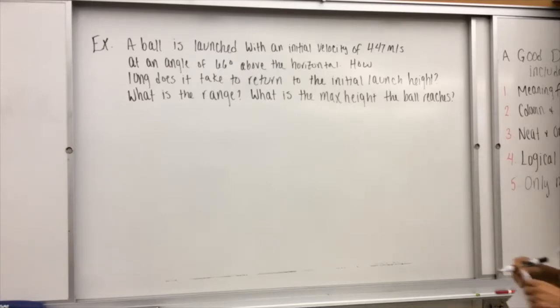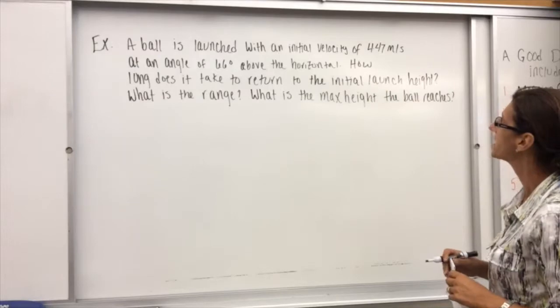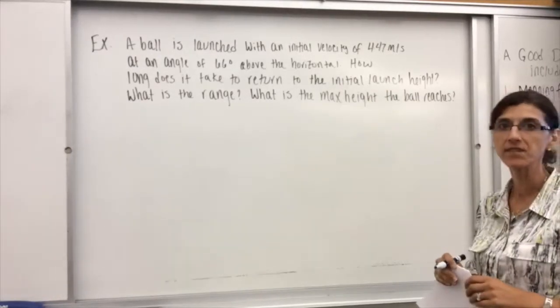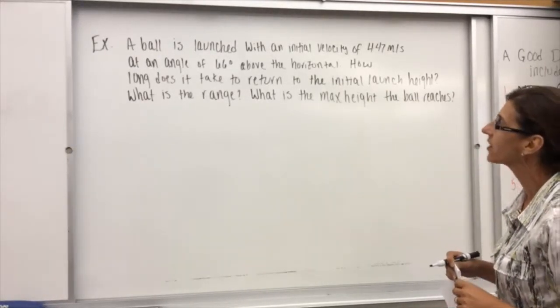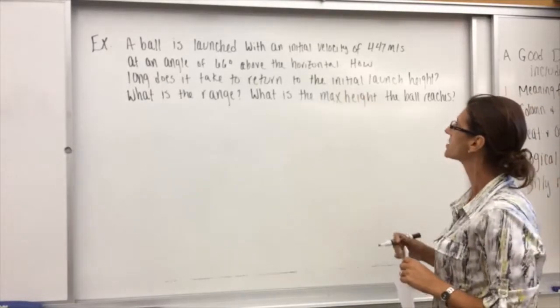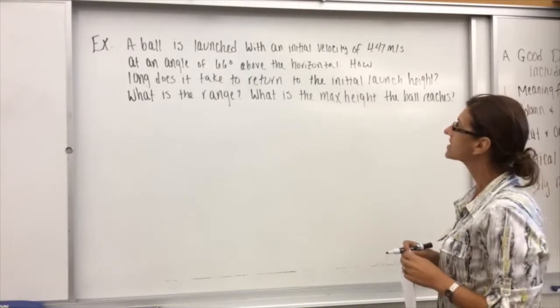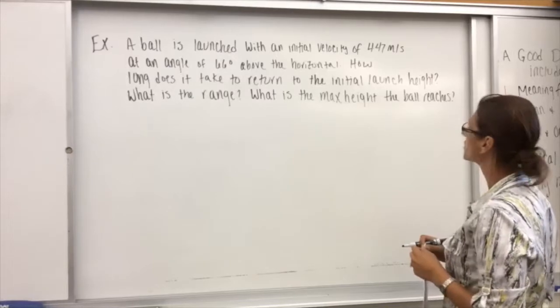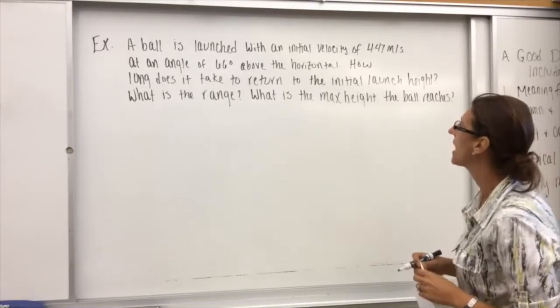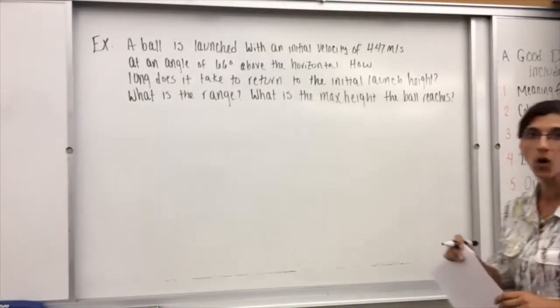Okay, so here's the problem. A ball is launched with an initial velocity of 4.47 meters per second at an angle of 66 degrees above the horizontal. How long does it take to return to the original launch height? What is the range? And what is the maximum height the ball reaches?